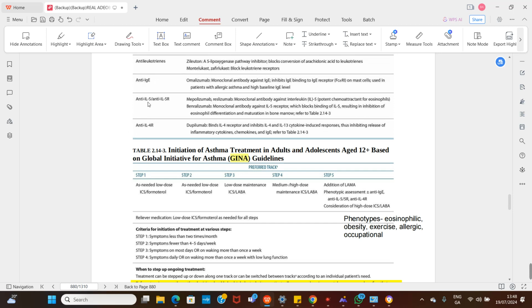So interleukin 5 inhibitors: mepolizumab, reslizumab, and the interleukin 5 receptor inhibitor, benralizumab. Once you take out your interleukin 5, you prevent the chemoattraction for eosinophils. Your interleukin 5 attracts eosinophils. Your interleukin 4 allows for production of IgE. So that's the way to look at it. You can also block the interleukin 4 receptor by giving your dupilumab, and it will prevent the synthesis of IgE.